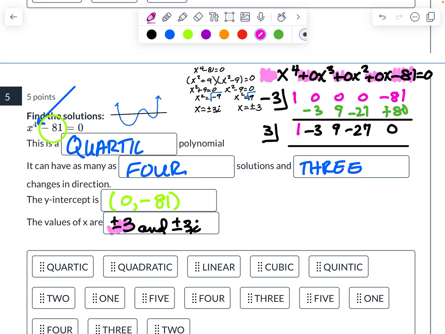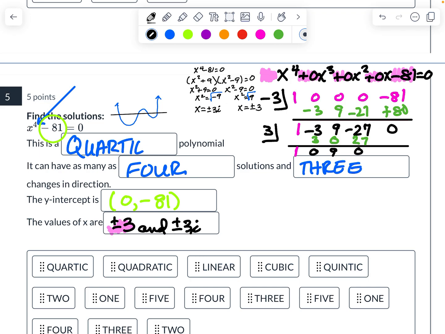First number straight down is a 1. And then we're going to multiply. We're going to take 3 times 1 and get 3. And when I add, I get 0. And we're going to take 3 times 0. And 3 times 0 is 0. And when I add 9 plus 0, I get 9. And then I'm going to take 3 times 9. And 3 times 9 is 27. And when I add, I get 0.